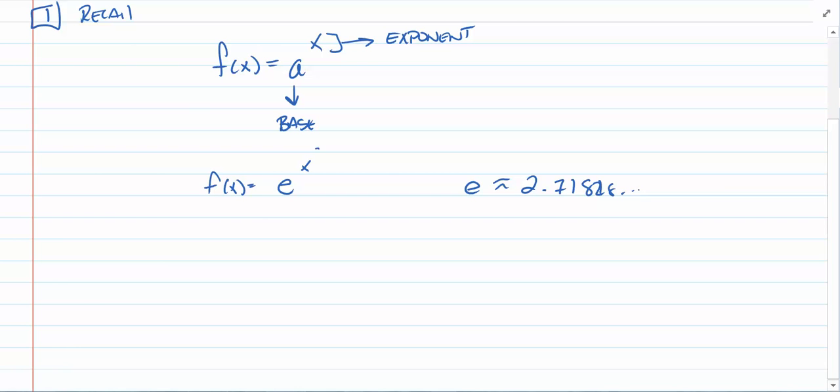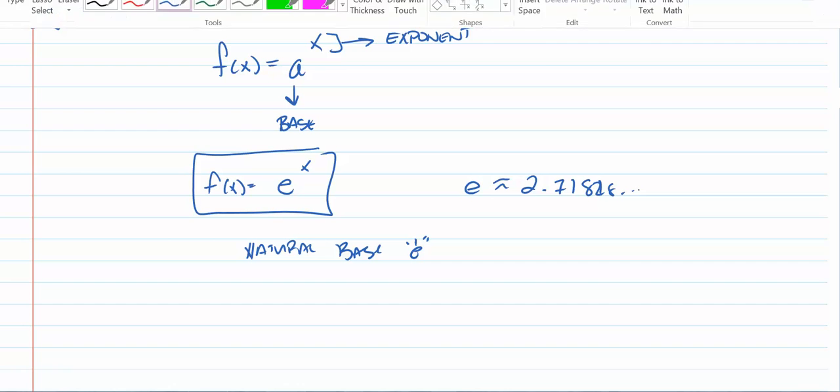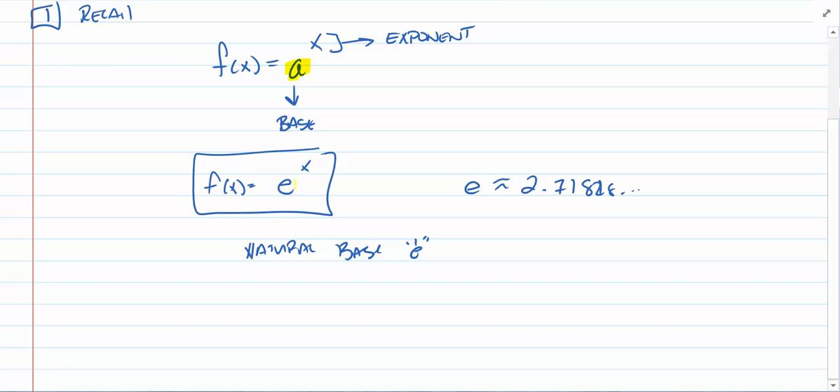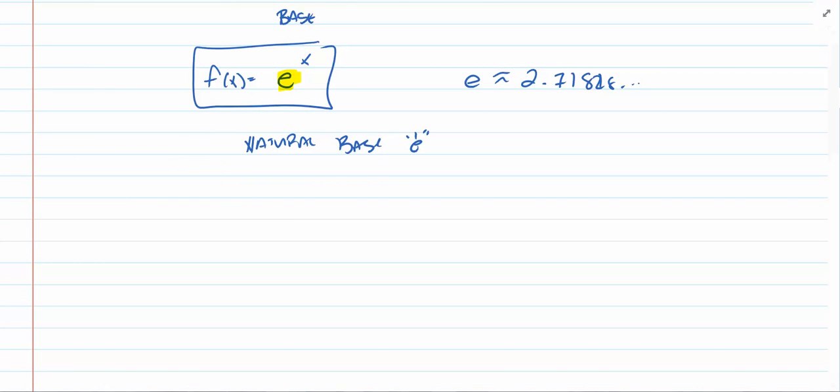So when we have this equation here, this is the natural base e. So all we did was we took our regular base of a, being any real number, and we let that base become the natural base e. So all we did was we changed from a to e. So now we have this new exponential function, which we call the natural base exponential function. All right? So let's get an idea of what this looks like.